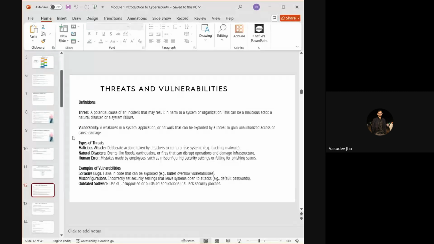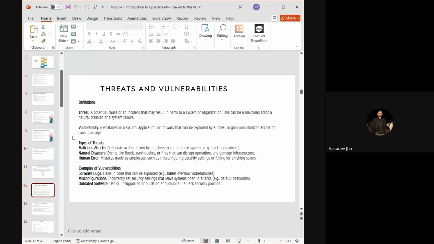Then we have vulnerability. It is nothing but a weakness of a system, application, network, or your whole infrastructure. If any weakness is there. Now, what do we mean by weakness? Weakness simply means any specific point from where unauthorized access or any kind of malicious activity can be performed. That is nothing but the weakness.